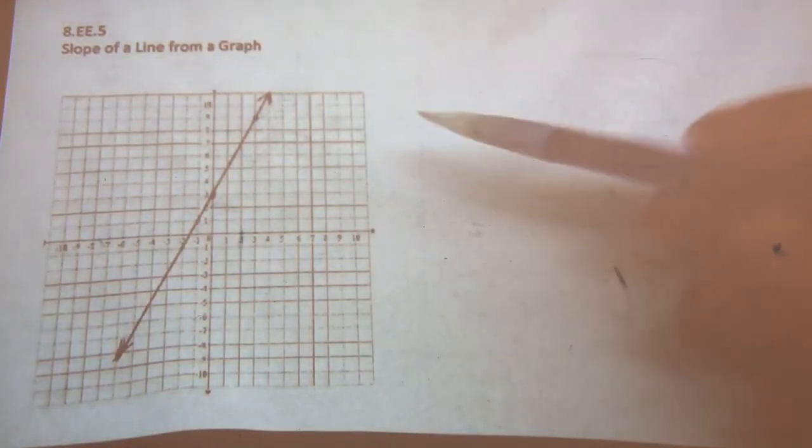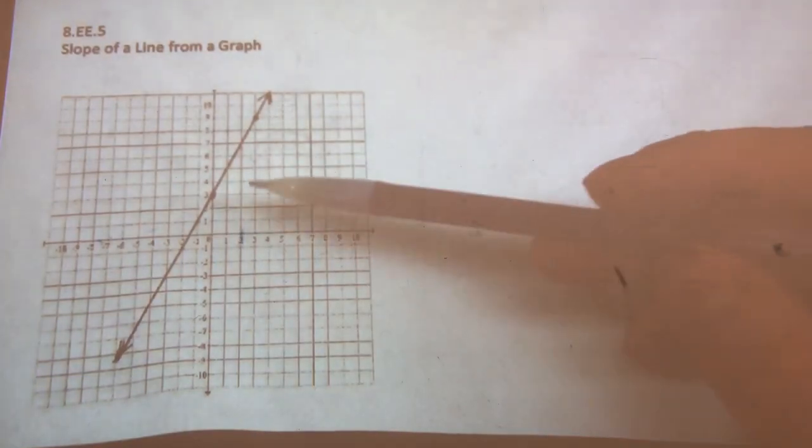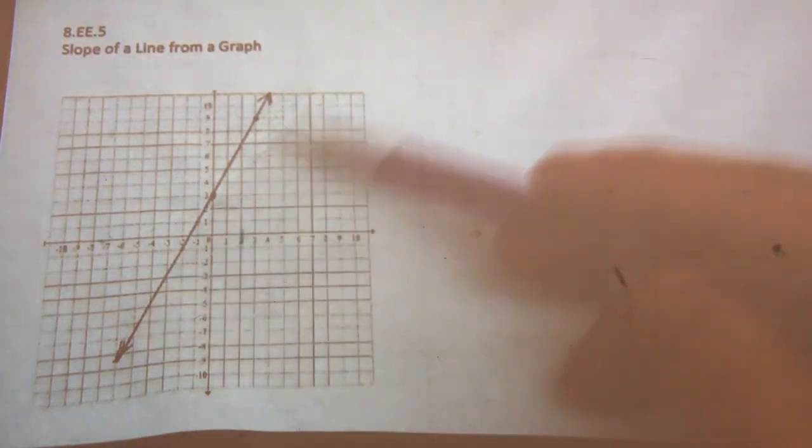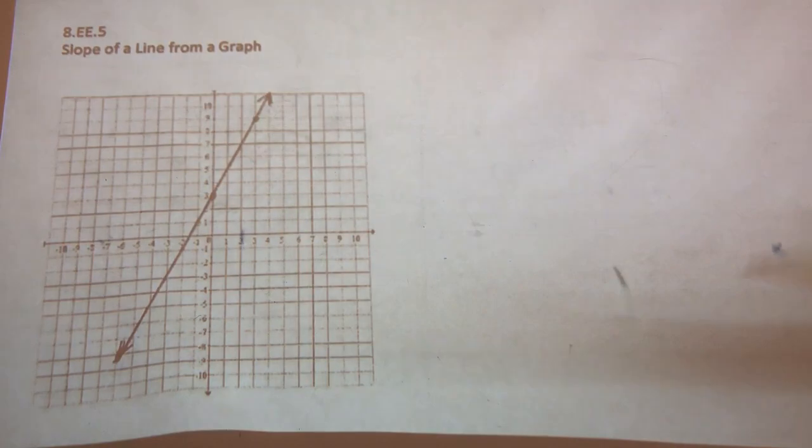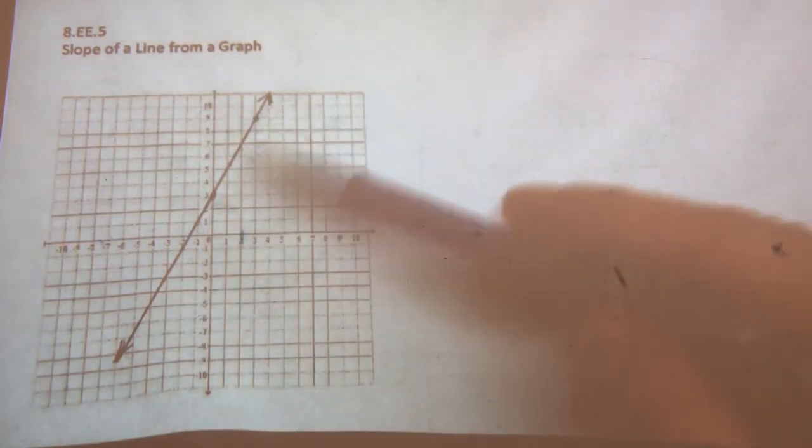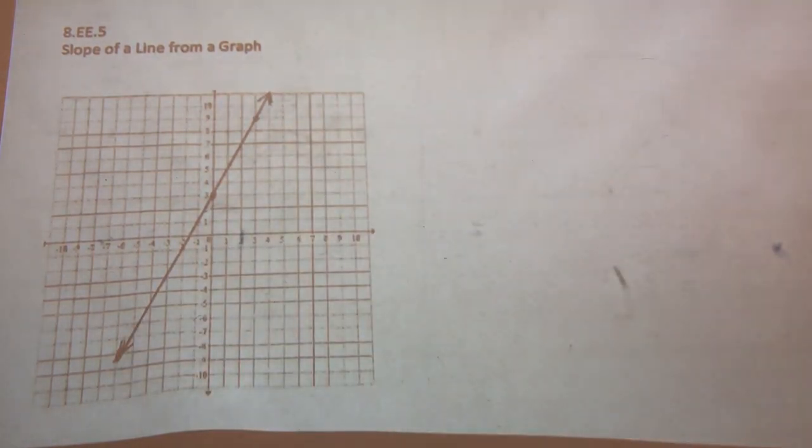Okay, so in this video we'll look at how to find the slope of a line from a graph. So here we have a graph of a linear equation. You can see that that graph is a line, so it's a graph of a linear equation.